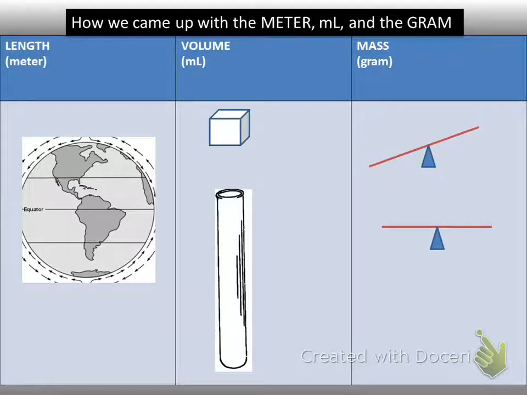Alright, so what we're going to do is, I already did that, it's not going to be funny now. Alright, so we're going to talk about how we came up with each unit: length, volume, and mass.